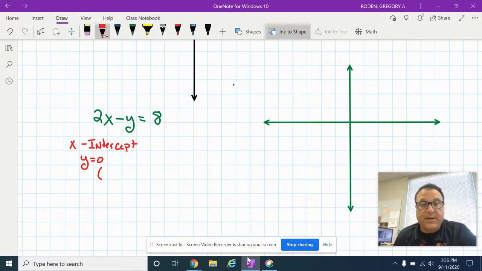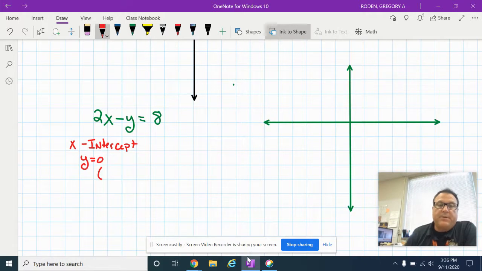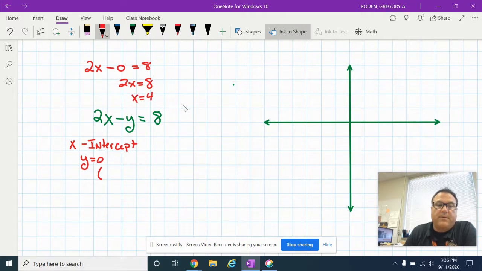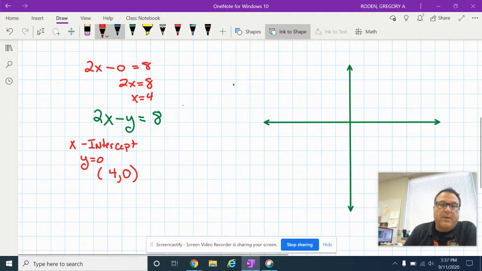Okay, so for our x-intercept, I kind of got started here a little bit. That means our y is going to equal 0. So when we do that, we have 2x minus 0 equals 8. So we get 2x equals 8, which means x equals 4 when we divide both sides. So we know for our x-intercept, we're going to get 4 for x, and we already knew 0 for y.